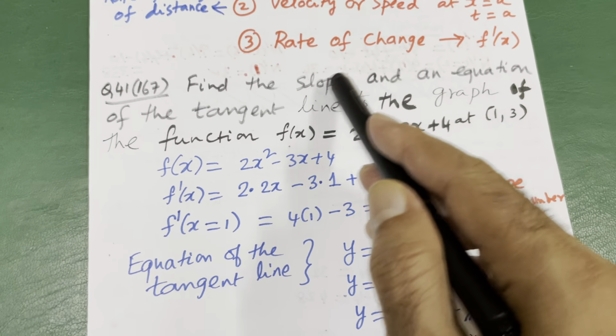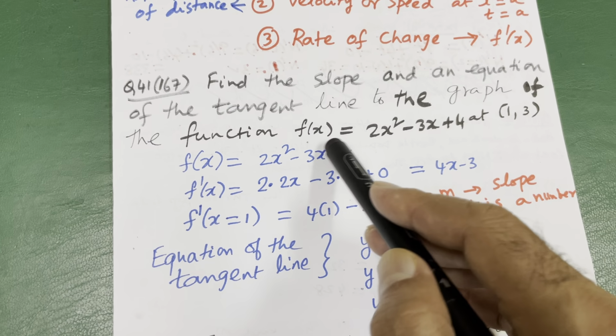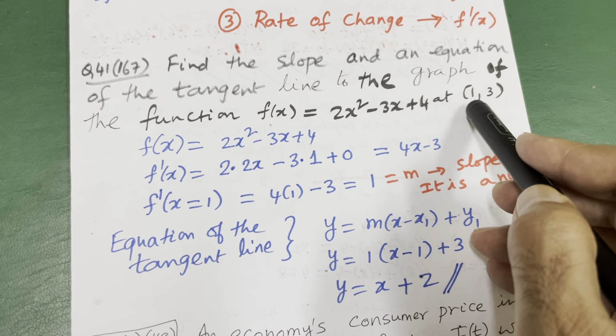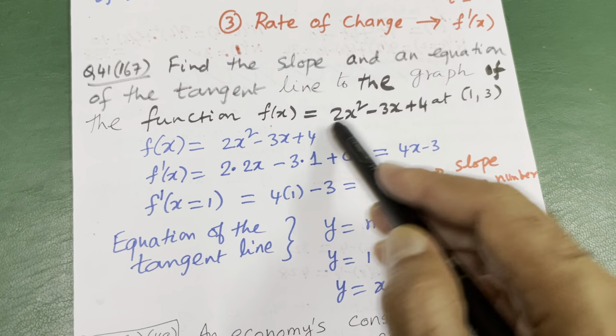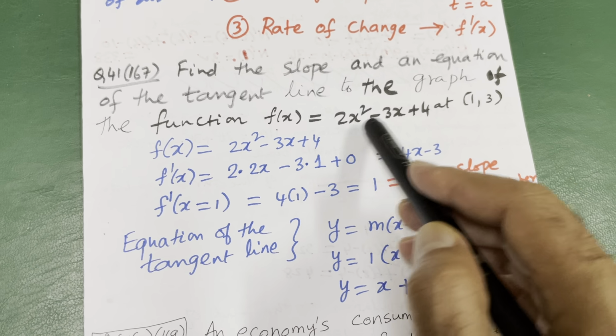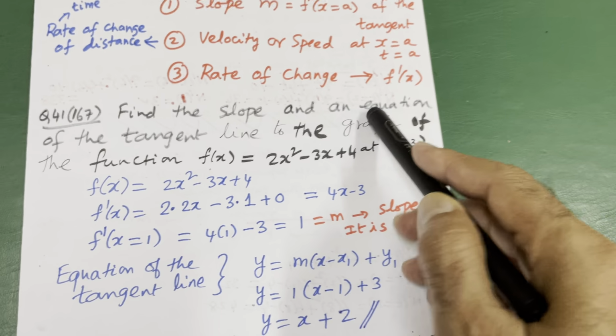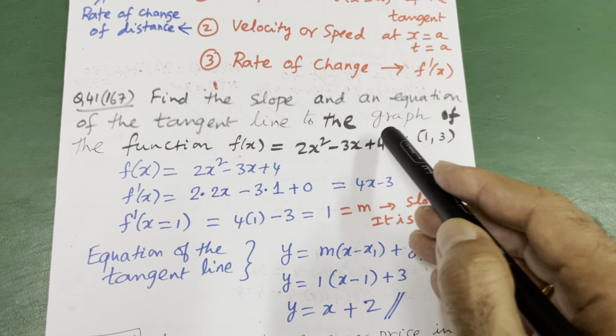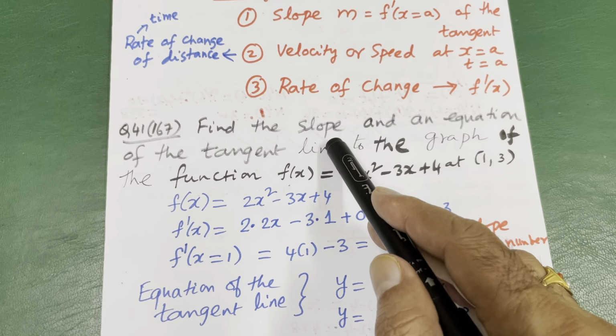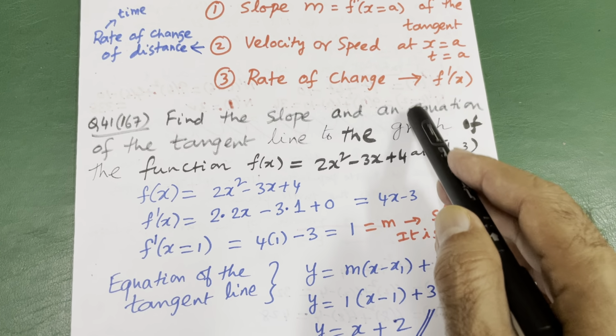Now here, find the slope and the equation of the tangent line to the graph of this function at the point 1, 3. So here it is 2x squared minus 3x plus 4. What do you want? You want to find the equation of the tangent line. To find the equation, you need 3 things: one is the slope, another is the point, and third is the equation.